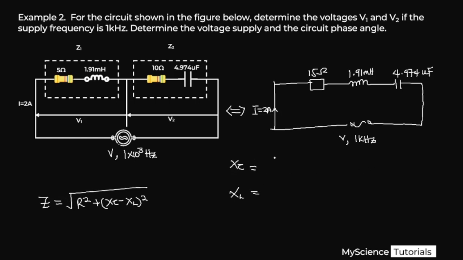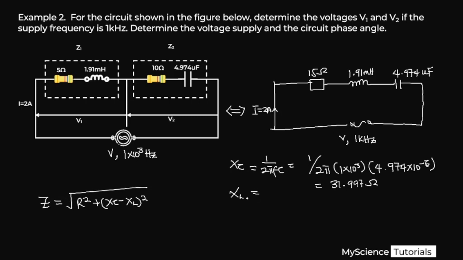This is now quite following the same trend. So our XC we said is 1 over 2 pi FC, and that is equal to 1 over 2 pi. Our frequency is 1000, so 1 times 10 raised to the power 3, then multiplied by our capacitor. The capacitance of the capacitor here is 4.974 times 10 raised to the power minus 6. All right, so if we compute everything we have over here into our calculator, we are going to get a total of 31.997 ohms for our XC, or our capacitive reactance.